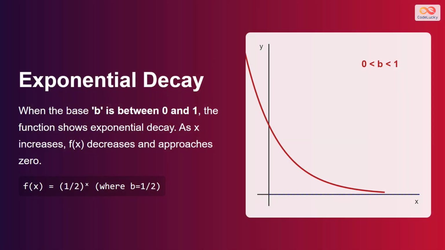On the other hand, if the base b is a number between 0 and 1, the function exhibits exponential decay. In this case, as x increases, the value of f of x gets smaller and smaller, approaching 0. For example, in the function f of x equals 1/2 to the power of x, the base is 1/2. The graph will curve downwards, getting closer and closer to the x-axis.